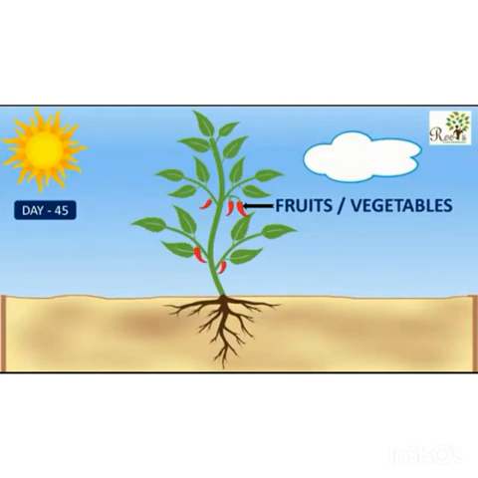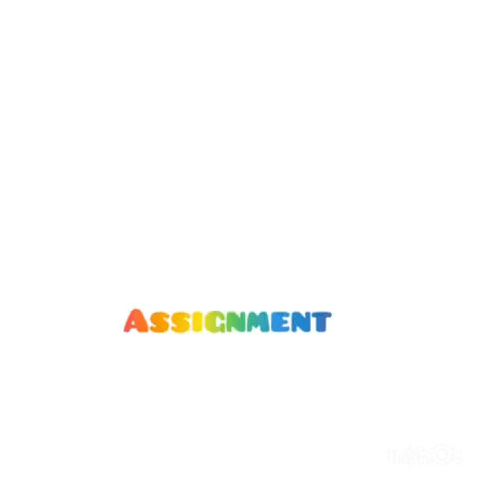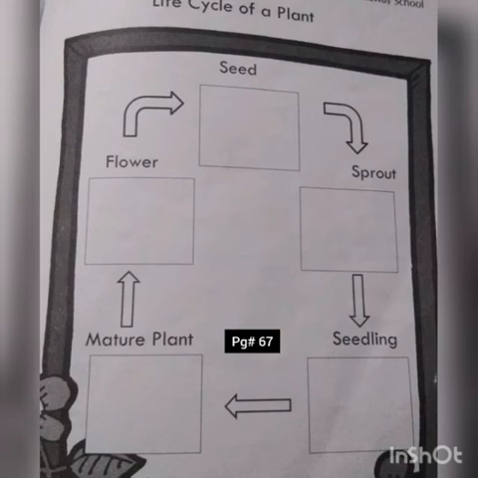Now, I hope you understand very well how a plant grows. Now, here I have an assignment for you guys. Open page number 67 of your KUW workbook and draw stages of the life cycle of a plant in the given spaces.